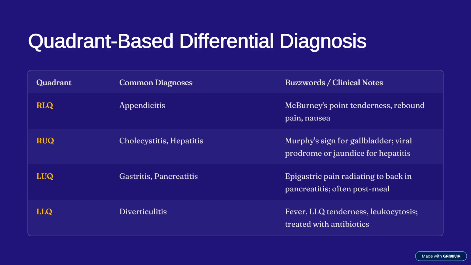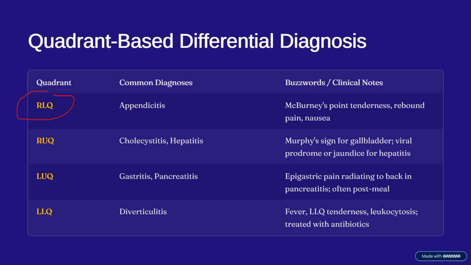So please don't forget the right lower quadrant, very high yield in the exam, because they can ask you about the right lower quadrant in the exam. So that is where the appendicitis is located. But also remember that it can start as a periumbilical pain before it gets to the right lower quadrant.